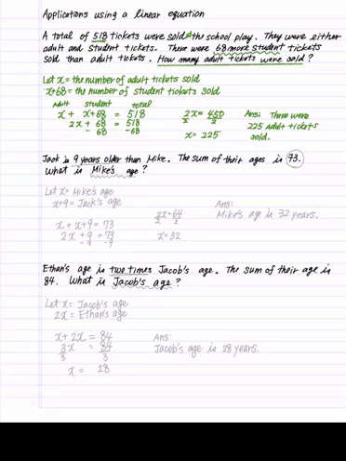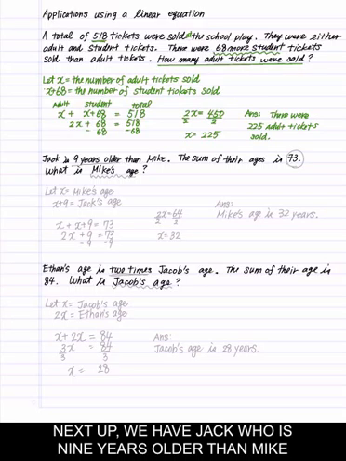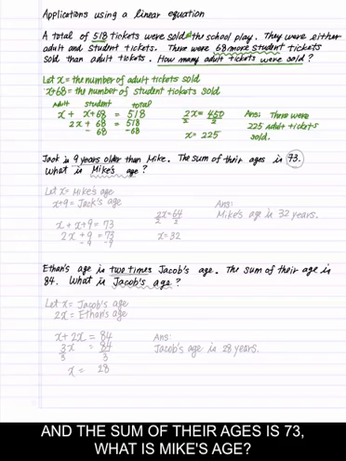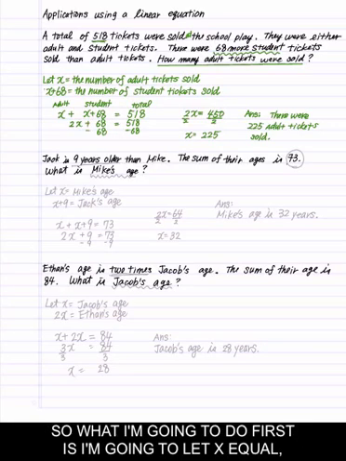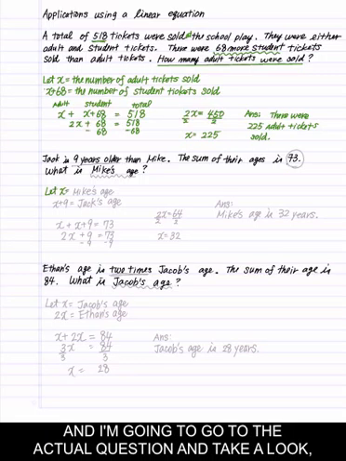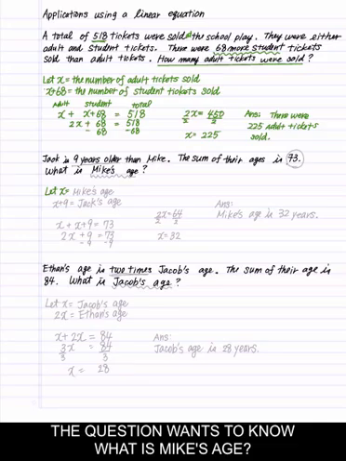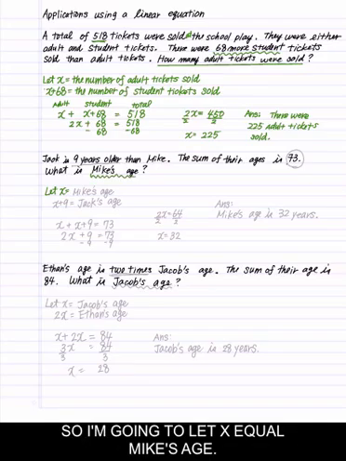All right, next up, we have Jack, who is 9 years older than Mike, and the sum of their ages is 73. What is Mike's age? So what I'm going to do first is I'm going to let X equal, and I'm going to go to the actual question and take a look. The question wants to know what is Mike's age. So I'm going to let X equal Mike's age.